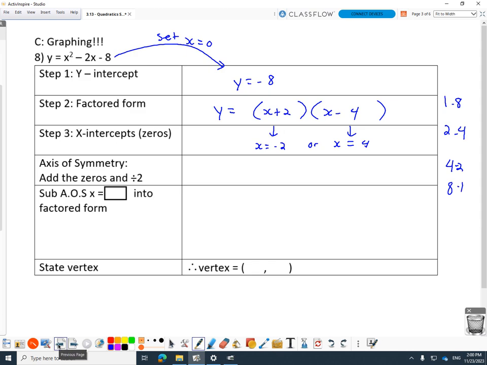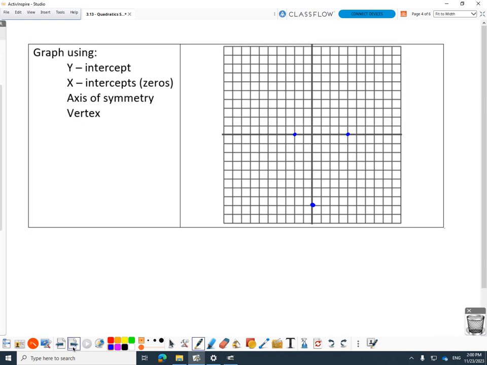Axis of symmetry, it's halfway between. This note says add the zeros and divide by 2. And I did mention that trick to a lot of people, that you could just add the zeros and divide by 2. But the better move, I thought, was just to go halfway between these. And you could do it right on your graph. Look, what's halfway between negative 2 and 4? I'm just counting in, there it is, the axis of symmetry.